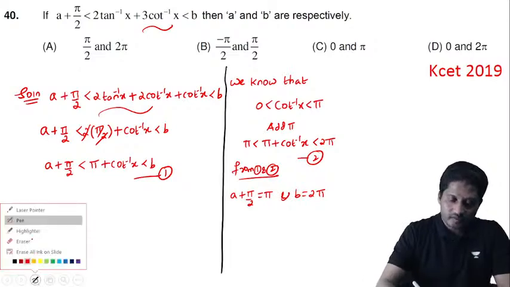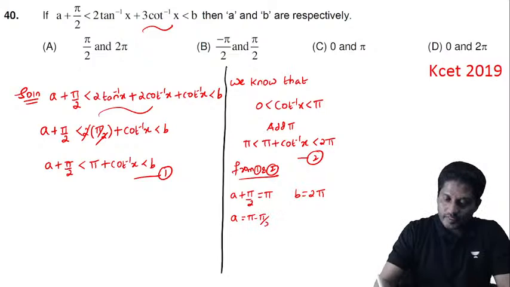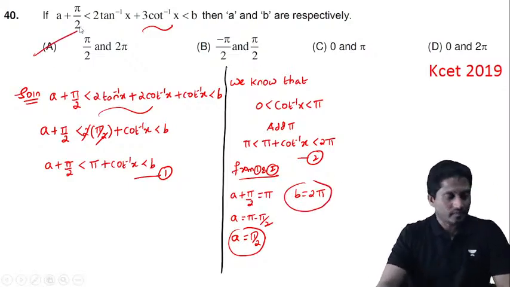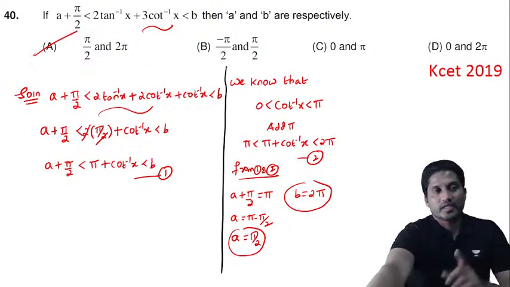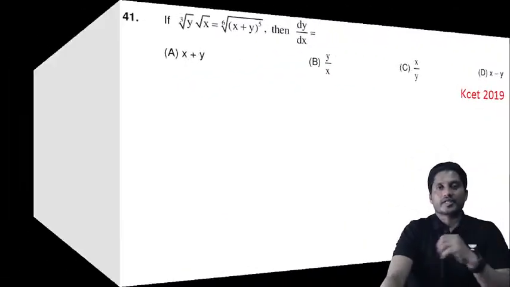And from this, a is equal to pi minus pi by 2. A is equal to pi by 2, and b is equal to 2 pi. Answer is option A. Alright, we did a similar question in 2018 paper, guys. Let's move to the next question.